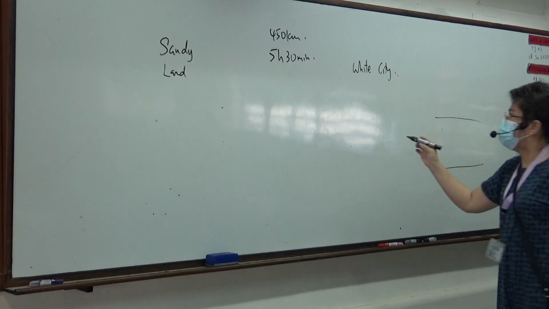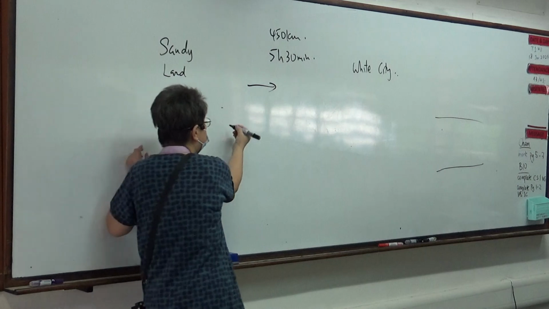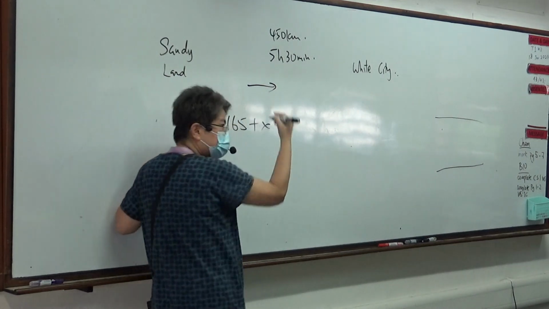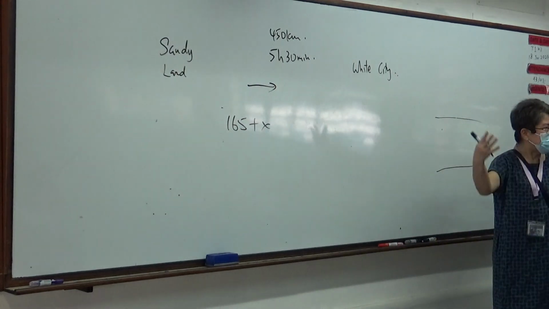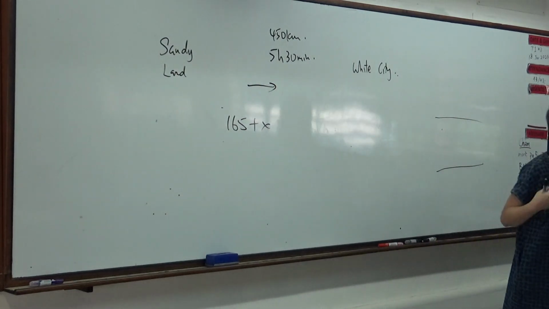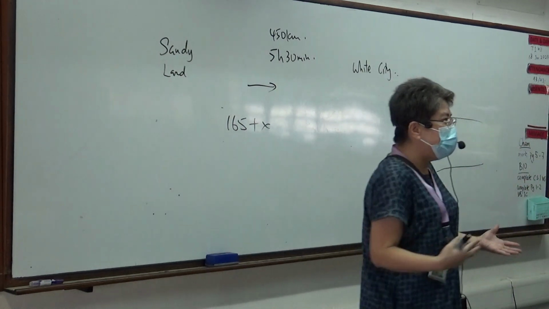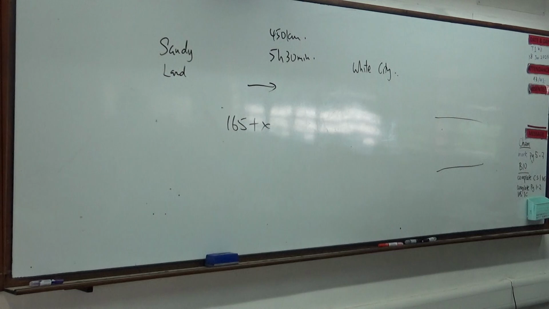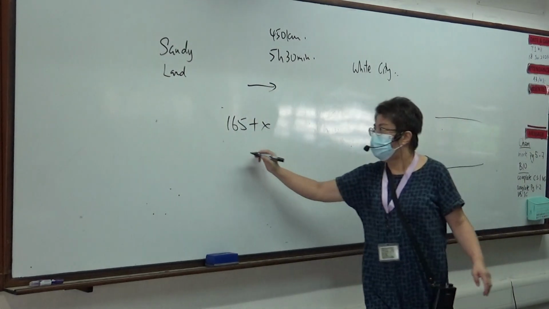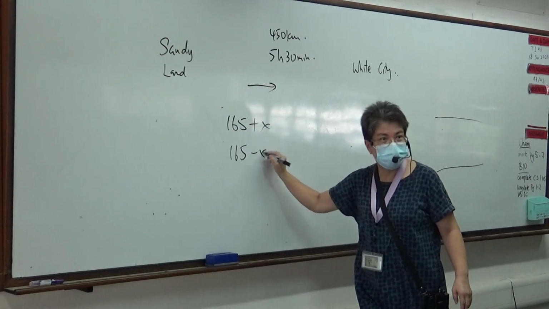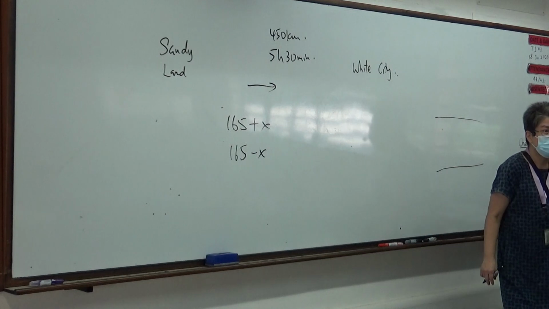Can you see that the wind goes this way? If the plane travels this way, the speed is actually 165 plus x, because you go faster with the wind. If the wind blows against you, it is very difficult to fly. Now, what about coming backwards? 165 minus x, the speed. You all agree with me?